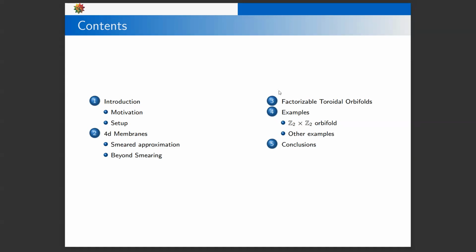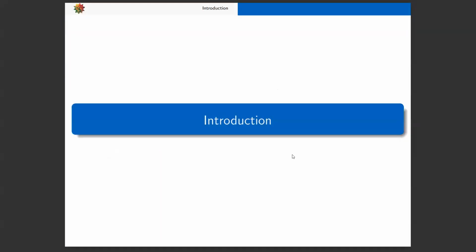And next, we will put it to work in some more specific examples, especially working in factorizable toroidal orbifolds and getting some, we think, pretty general equations to evaluate whether the system satisfies or not the weak gravity conjecture. And we test it in several examples. Finally, I will wrap up with some conclusions. So let's begin.